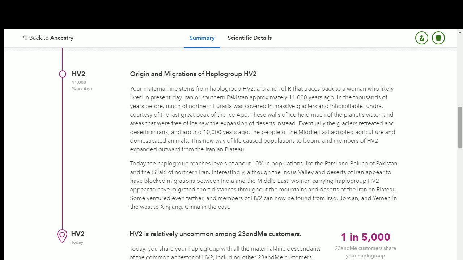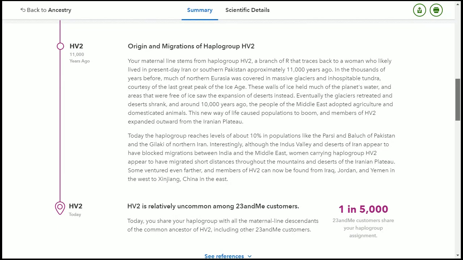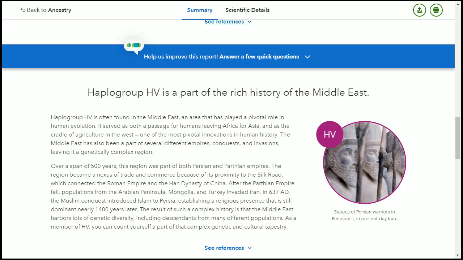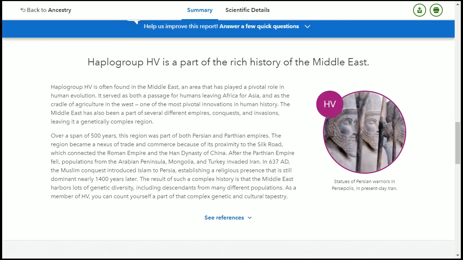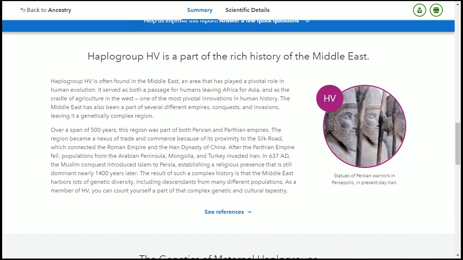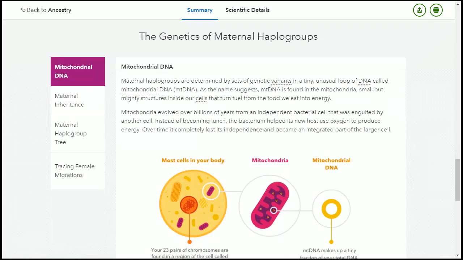You scroll all the way down. Oops, I'm pushing the web page down, excuse me. Okay, so here it talks more about haplogroup HV. Okay, haplogroup HV is often found in the Middle East, an area that played a pivotal role in human evolution. So you can go ahead and read the rest of that. I'll read along with you. You can go ahead and pause and read it. I'll go ahead and scroll down.